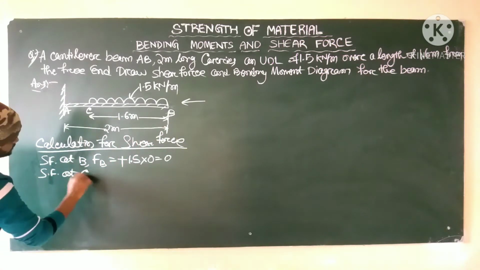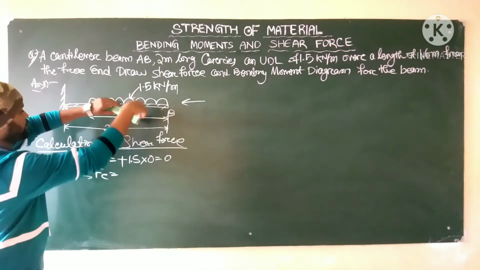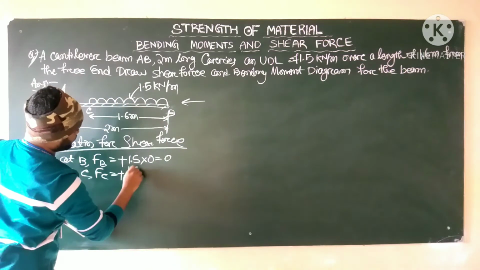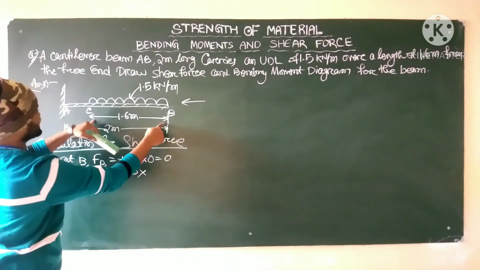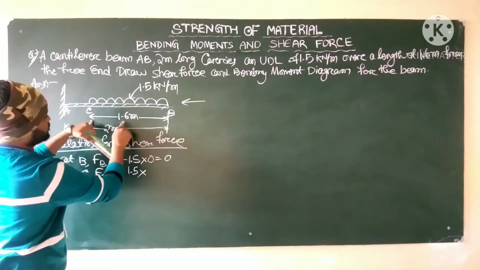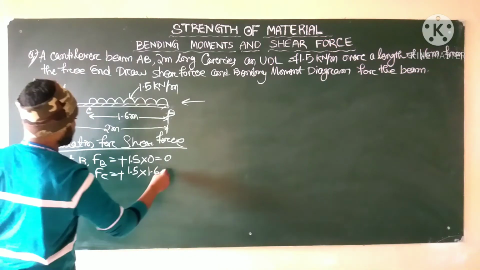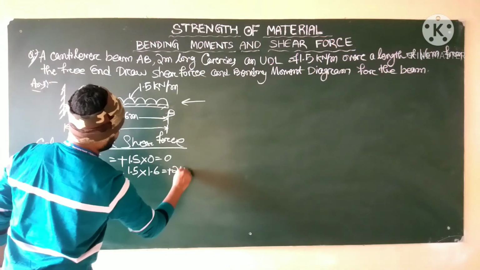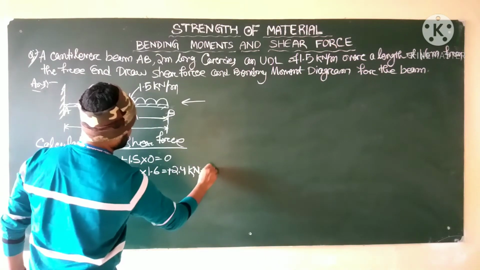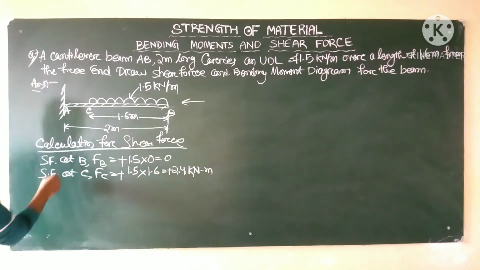Shear force at C, F_C equal to, it is also above from upward to downward, so positive. Load is 1.5 into how much distance UDL is applied from C to B, that is 1.6 meters. So 1.5 into 1.6 equal to plus 2.4 kilonewton meter. Next, after C, point A comes.